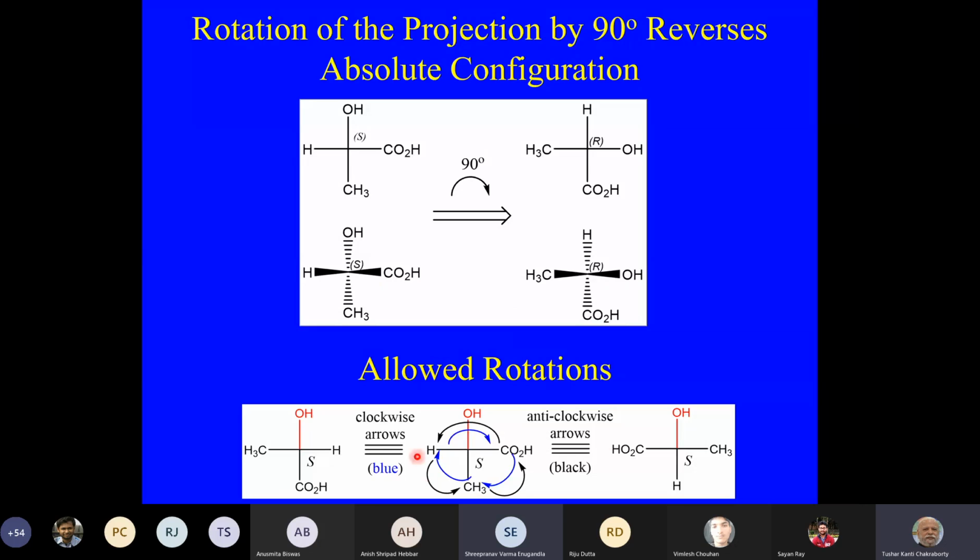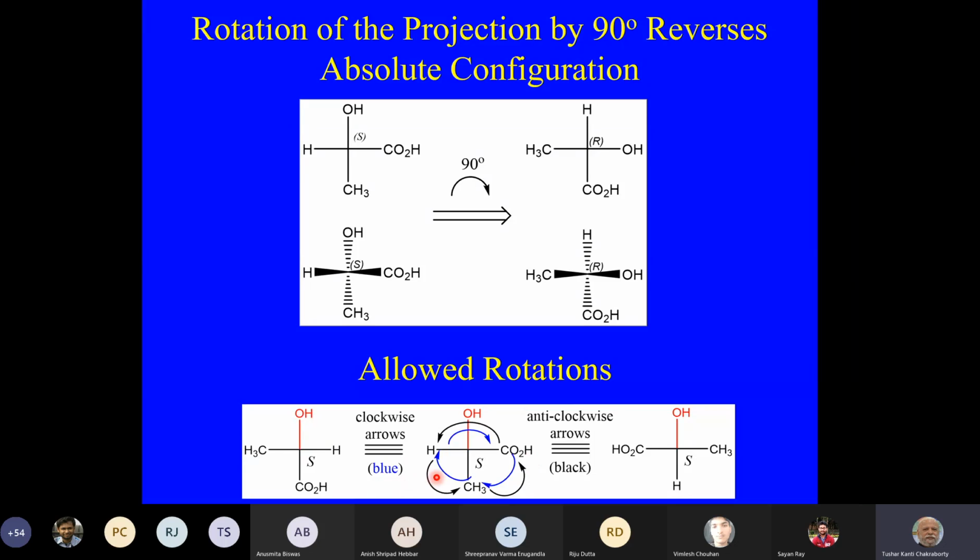But what is allowed, you can have in the bottom, you have shown the structure here. So hydroxyl, suppose you catch hold of that hydroxyl, don't allow it to rotate, but rotate the other three. If you rotate in a clockwise manner, then the carboxyl group will come here, CH2 will go there, and hydrogen will go there. Hydroxyl will remain in the same place.